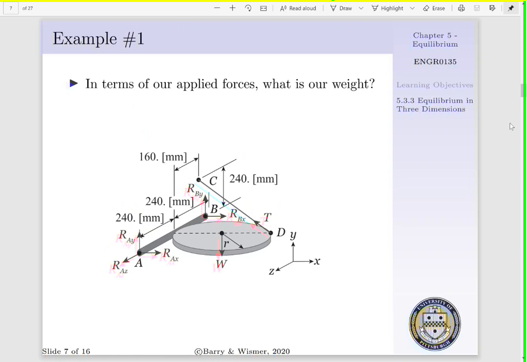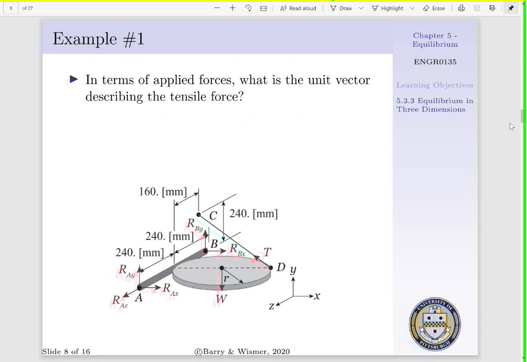Now, in terms of applied force, what is our weight? Well, our weight is going to have a magnitude and a direction. Our weight is equal to our mass times the gravitational acceleration, and it is going to exist in the minus y direction. So you have 30 kilograms times 9.81 meters per second squared existing in the minus j hat direction. Or we'd have minus 294 newtons in the j hat direction.